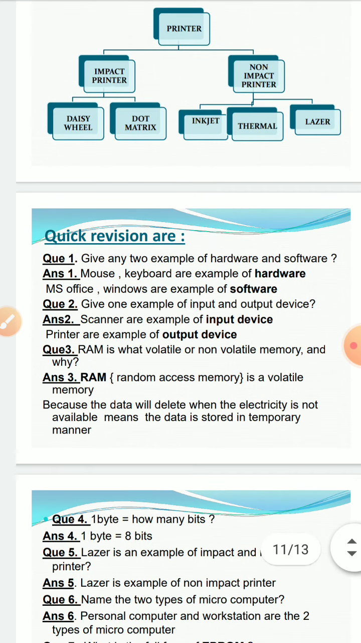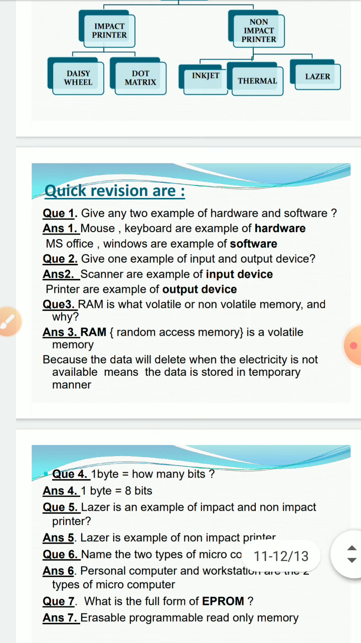Now let's see the quick revision. Give any two examples of hardware and software. Mouse, keyboard are examples of hardware. MS Office, Windows are examples of software. Give one example of input and output device. Scanner is an example of input device and printer is an example of output device.